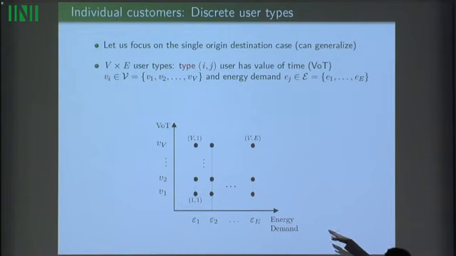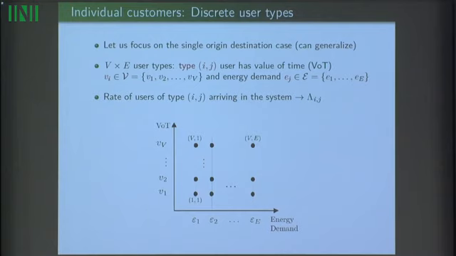You have V values of time and E different types of energy demand in the population, and each of these different types has a potential arrival rate, lambda ij, that you know as the system designer. And what is potential arrival rate? Those are people of that type who can arrive in the system. Those are not the people that you will be serving. Those are just potential customers.